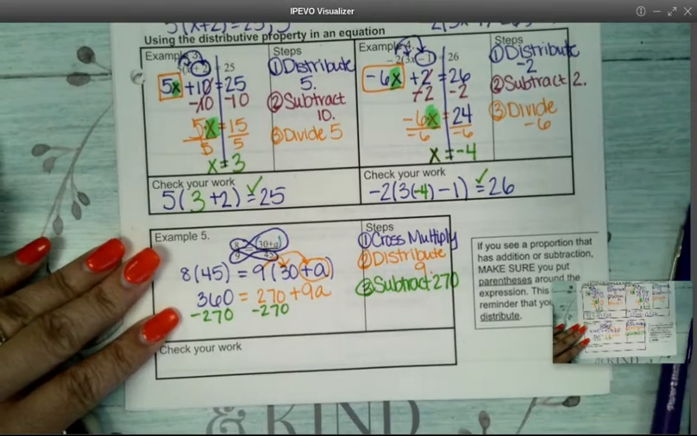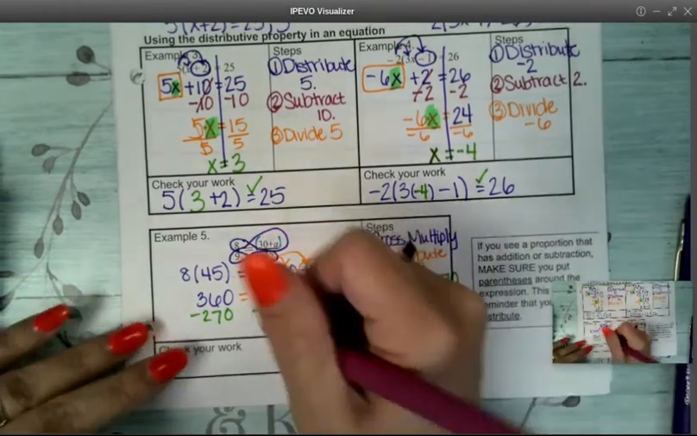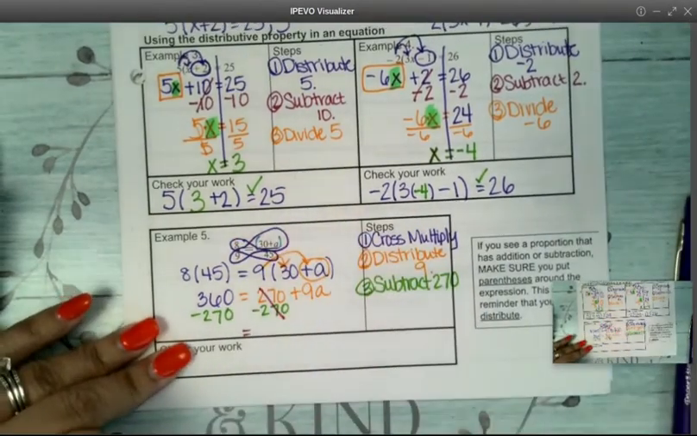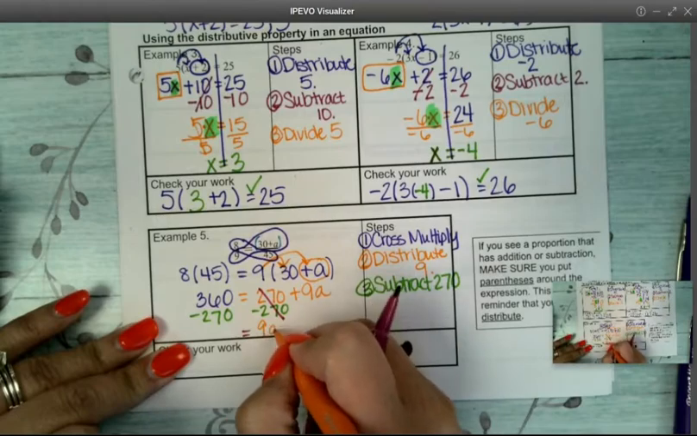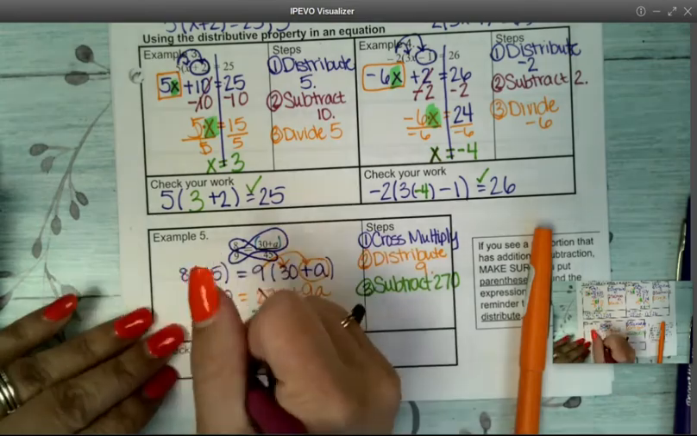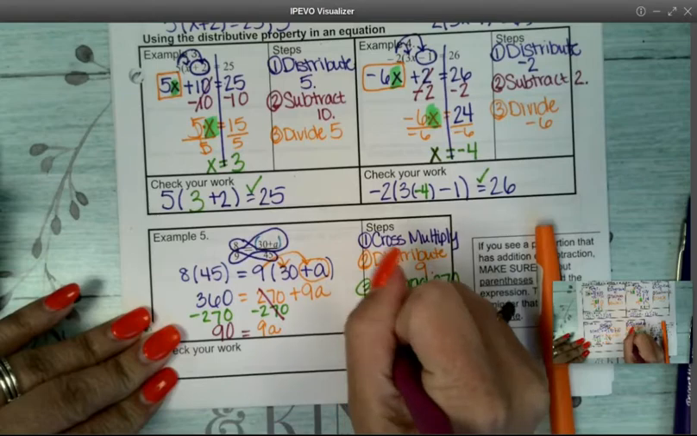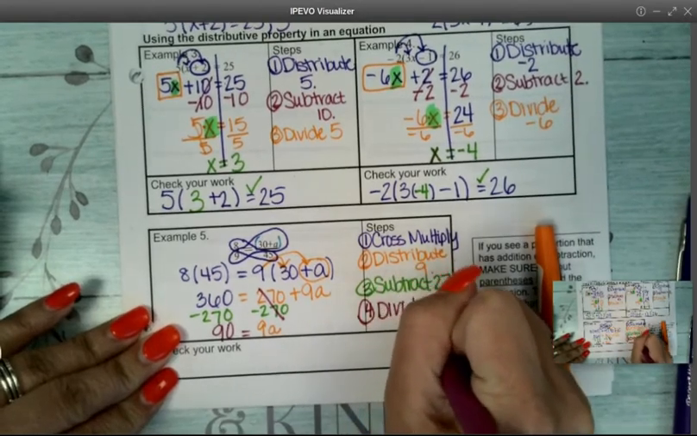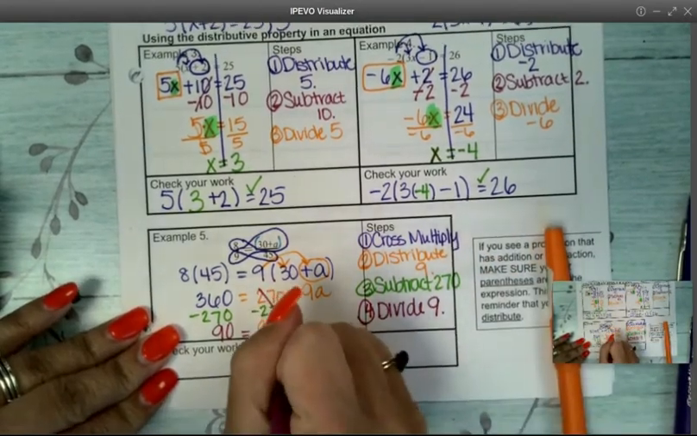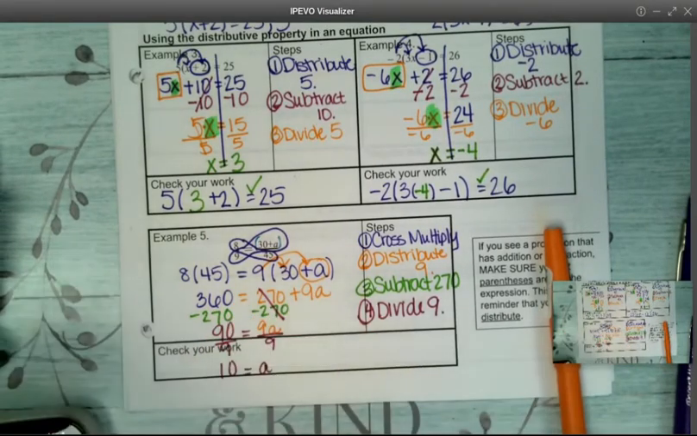My 270s cancel one another. I'm left with everything that's on this right side, so that's the 9a. And 360 minus 270 is 90. So now I'm going to do the fourth step, which would be divide 9 on both sides. When I divide by 9, I'm going to find my a is equal to 10.